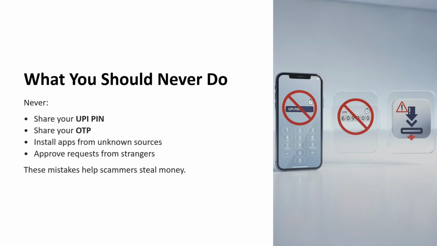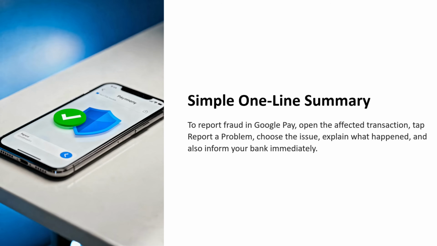What you should never do. Never share your UPI PIN. Never share your OTP. Never install apps from unknown sources. Never approve requests from strangers. These mistakes help scammers to steal money. The summary is, to report fraud in Google Pay, open the affected transaction, tap report a problem, choose the issue, explain what happened, and also inform your bank immediately.